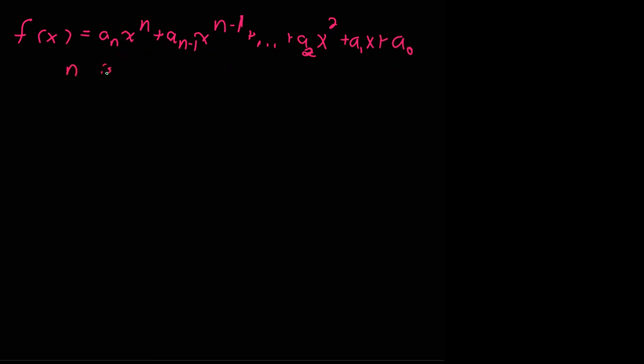N is integers, and they are positive. So we have no fractions, and we don't have x downstairs. We don't have any square roots, cube roots, or anything like that. We have n equals 0, 1, 2, 3, and so on. And these have made up our polynomials.